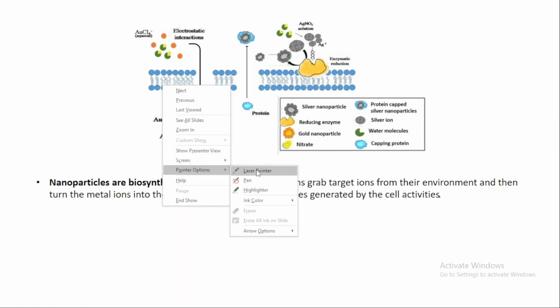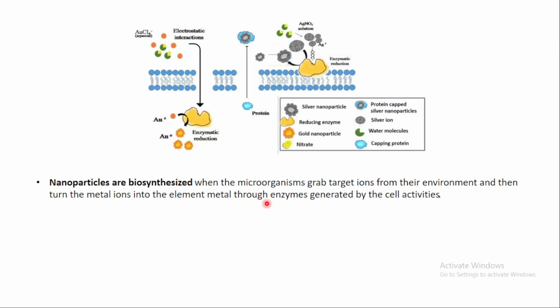Nanoparticles are biosynthesized when the microorganisms grab target ions from their environment and then turn the metal ions into elemental metal through enzymes generated by the cell activity. So the most important component of the biological synthesis of nanomaterial method is the enzymes present in the biological entities.